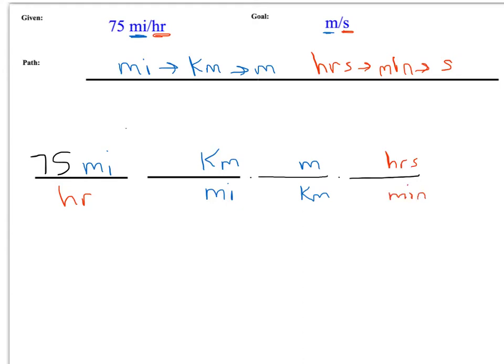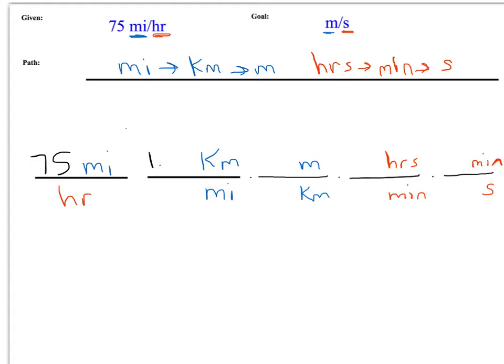Of course, I'm not done, so I need to add another fraction line. And now what I'm going to do is put minutes on the top and seconds on the bottom. At this point, it looks like all of my units are lined up. It's time for me to start filling in the numbers.